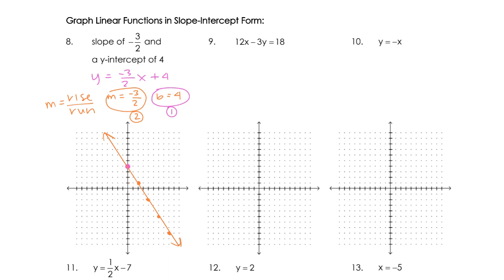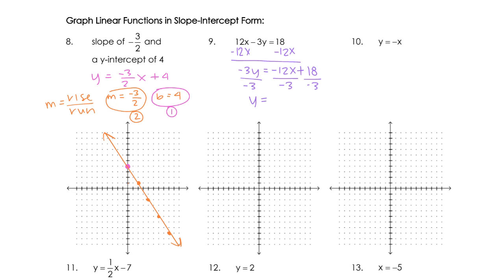Okay, looking at number 9, I notice right off the bat that it is not in slope-intercept form. And in order for me to graph, it has to be in slope-intercept form. So I'm going to go ahead and subtract 12x from both sides. So then we have -3y equals -12x plus 18. Divide both sides, everything, by -3.